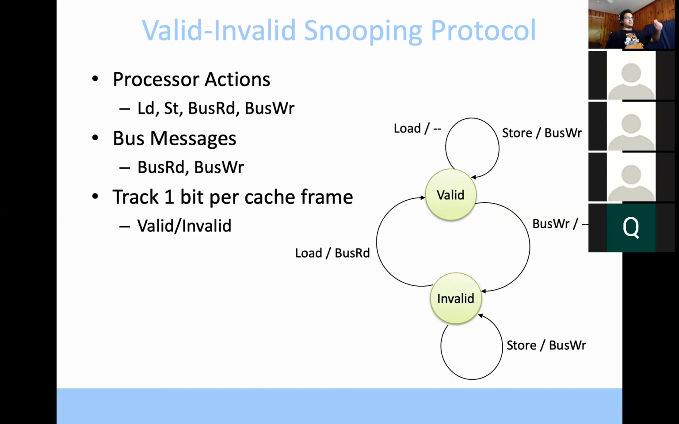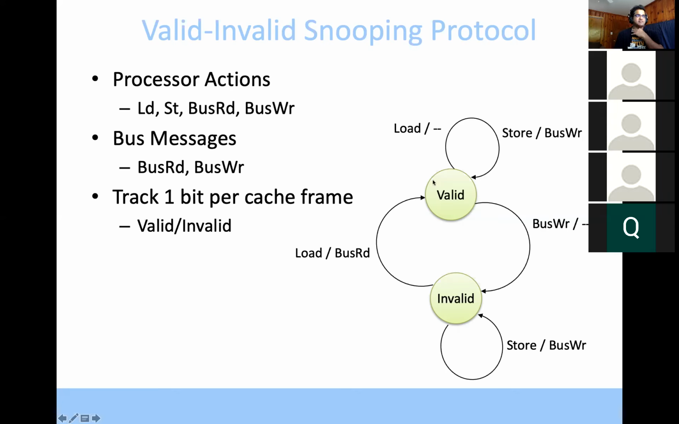The actions that a processor can take are load, store, bus read, and bus write. The bus messages are bus read and bus write, and you track 1 bit per cache frame, which is valid or invalid. Now, if you're in the valid state and you do a load, you're still valid. There's no transition, no operation. If you do a store, you have to do a bus write, but you stay valid. Now, if you're a cache that's been holding the valid line, and you did nothing other than observe a bus write, you have to transition to invalid.